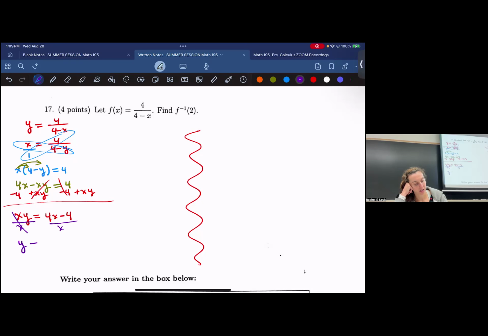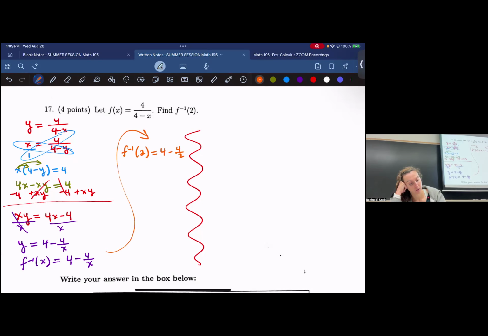So I have y is equal to 4 minus 4 over x. Put it into inverse format, and we have our inverse. And they're asking us to evaluate it at 2. So f inverse of 2 is just 4 minus 4 over 2. 4 over 2 is 2, and 4 minus 2 gives you 2. That's one way to solve it.